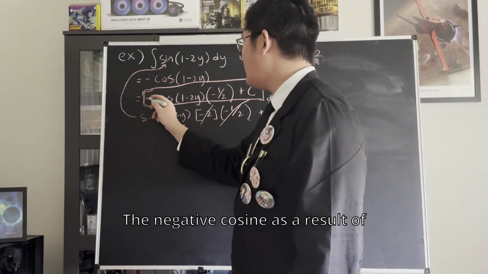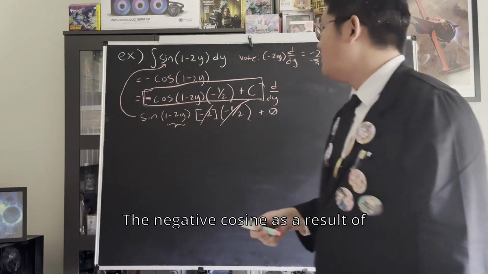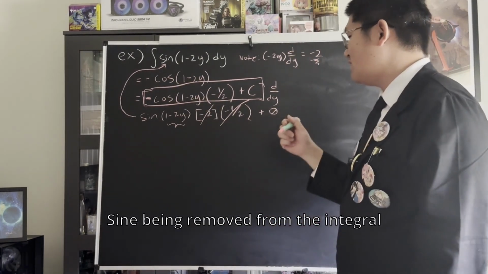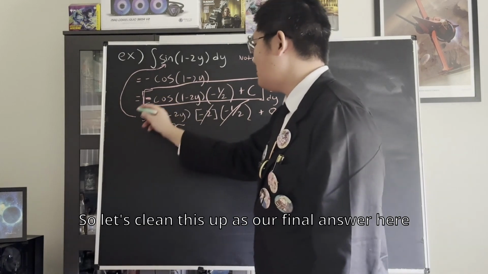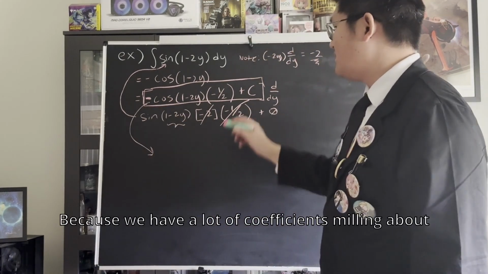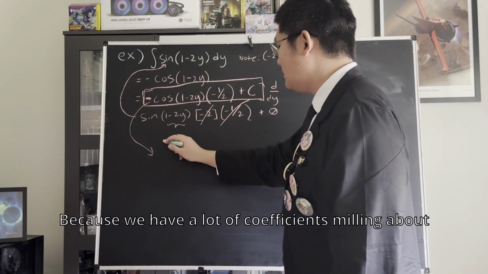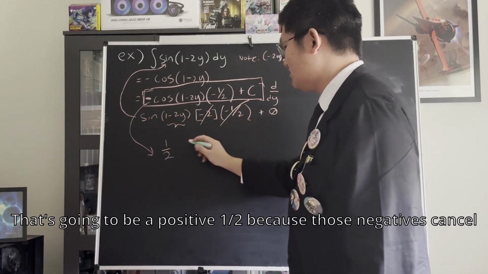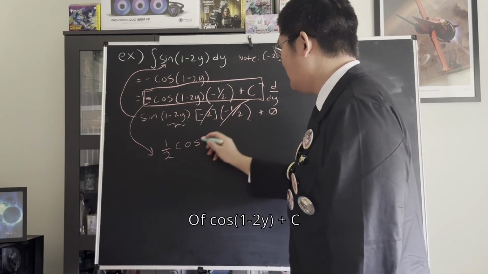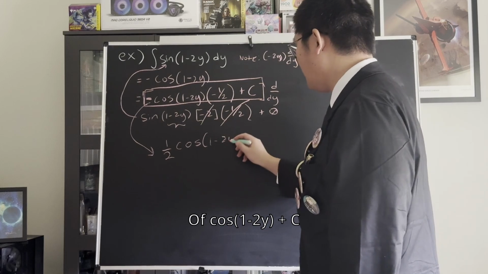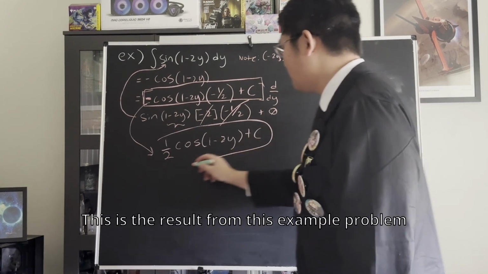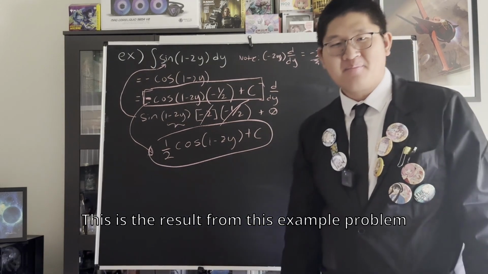The negative cosine as a result of sine being removed from the integral. So let's clean this up as a final answer here, because we have a lot of coefficients milling about. That's going to be a positive 1/2, because those negatives cancel, of cosine of 1 minus 2y plus c. This is the result from this example problem.